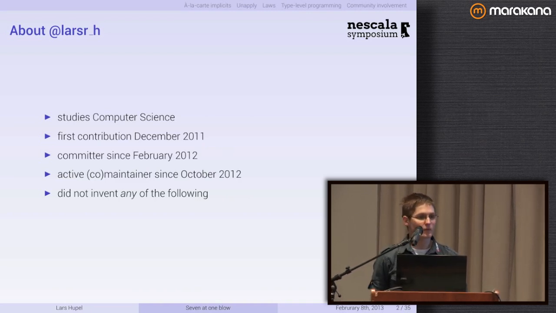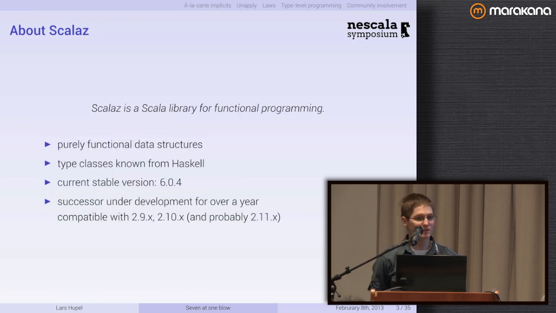Okay, so who of you uses Scalaz in production or for hobby projects? Who uses Specs2 for testing? So you also actually use Scalaz, because Specs2 depends on Scalaz. Scalaz is a Scala library for functional programming, and it contains purely functional data structures. It also mirrors the type classes which came from Haskell originally, like functors and monoids and monads and all that stuff.